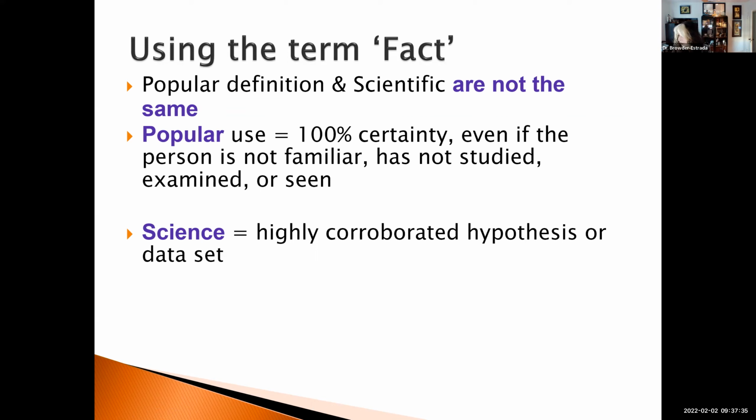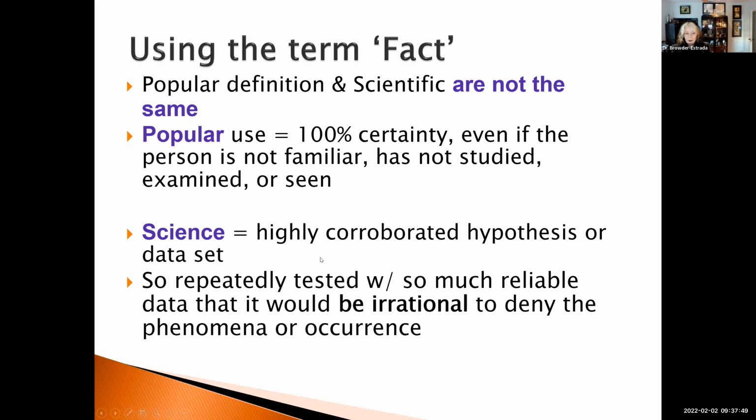There can be a couple other terms here you might be more familiar with. So we're going to more specifically define what a hypothesis is in just a bit here too. So highly corroborated hypothesis or set of data. But that means in science that they've done the repeated testing, that they've collected a tremendous amount of empirical or measurable or repeatable data, and that the data is reliable.